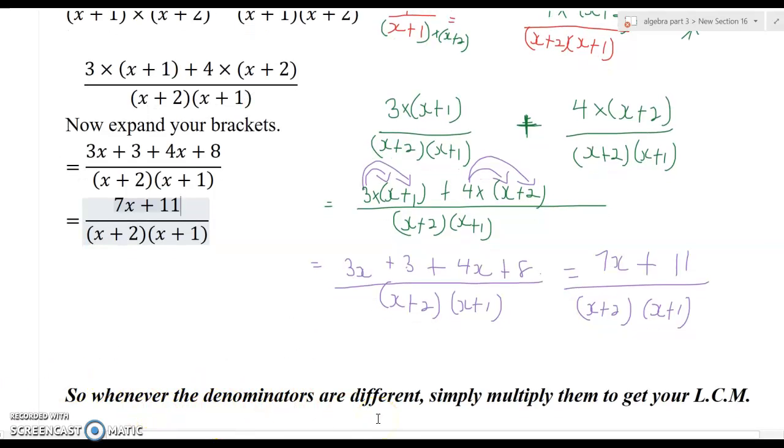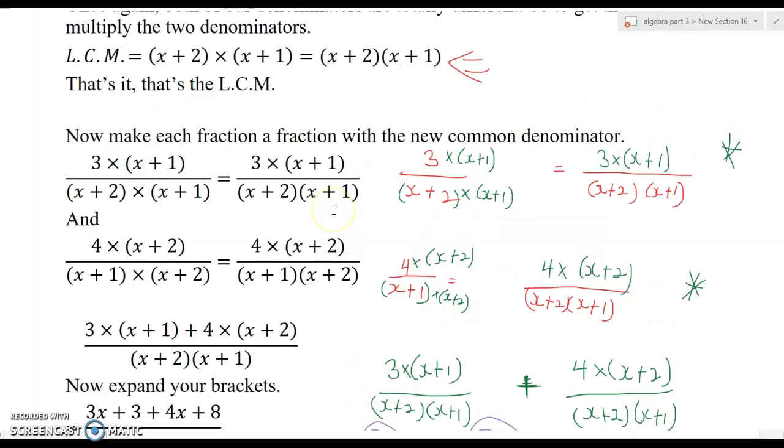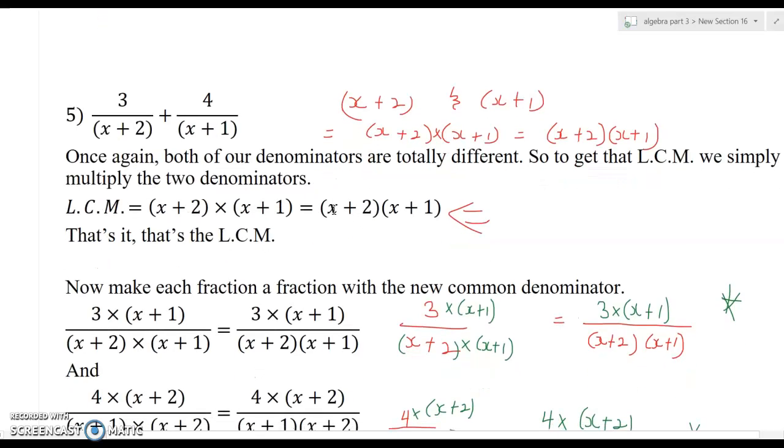So one last little point I have here. Whenever the denominators are different, simply multiply them to get your LCM. Sometimes when you see two denominators, like 8 and 4, the LCM of 8 and 4 is 8. But some children will say 8 times 4, and the LCM is 32. It's not the lowest common multiple, but you could use that common denominator of 32. You just would have to reduce your final answer. So yes, just multiply your two denominators when you have your fraction, your letters, any denominator.